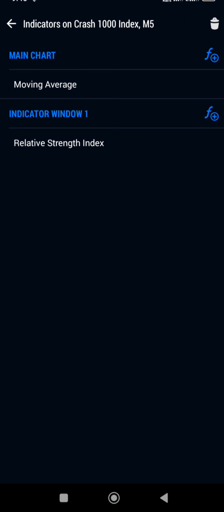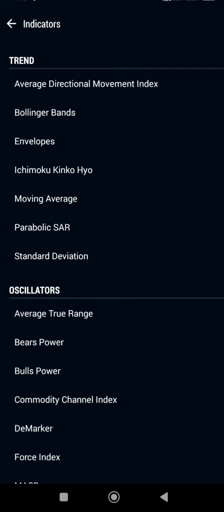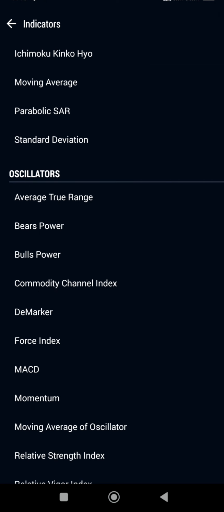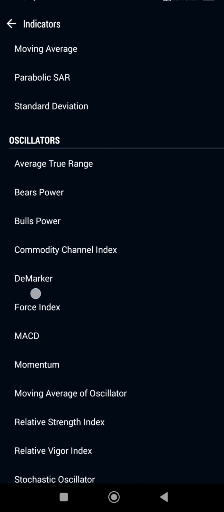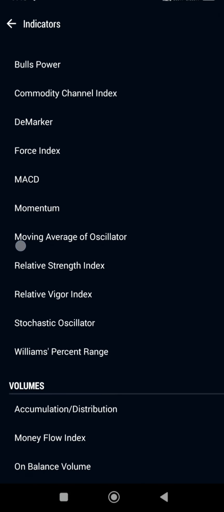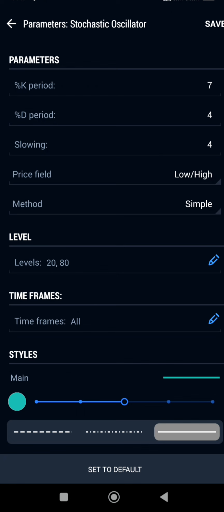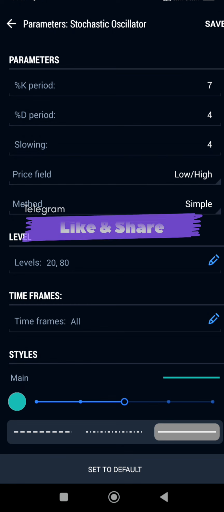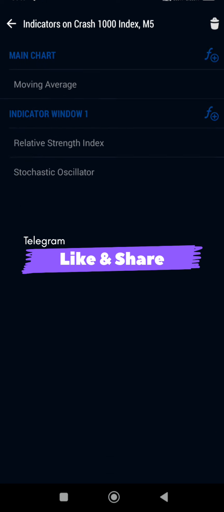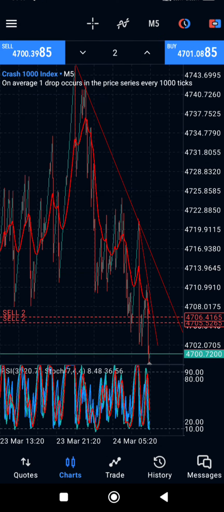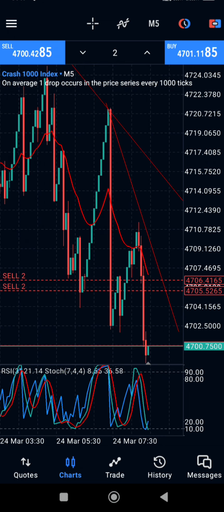Now the next thing that we're gonna add is the stochastic on indicator window 2, because I don't want it to be together with the RSI. You can see the setup for the stochastic is 7, 4, 4, which is the percent K period of 7, D period is 4, then slowing is also 4, then the price field is low/high. We can leave it at this, then we click on save. Then let's go back to our chart to see. Now you can see that everything is on the RSI window, so I will now place them on different windows.